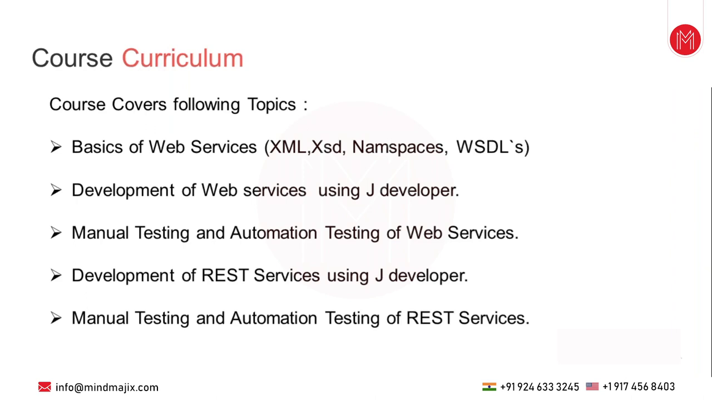Once the automation of the testing, the manual testing, assertions and property transfer are covered in web services, we will try to understand what exactly a REST service is, and we will go through the HTTP verbs of REST-based services, and we will develop a REST-based service using JDeveloper and the SOA application. In the same way we did the testing for the web services, we will also do manual testing as well as automation testing with respect to the REST-based services.